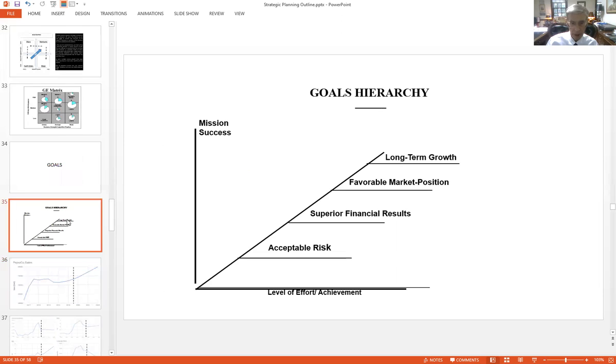So we have priorities, okay? The purpose of the goals hierarchy is to identify your strategic planning priorities, particularly the priority that you will place on alternative goals.